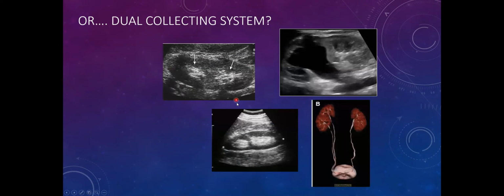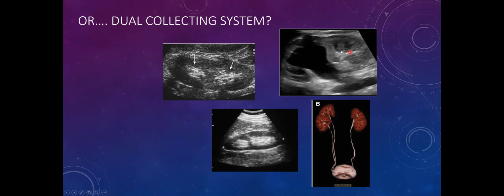So, dual collecting system. In fact, I think this might be the same picture I used for hypertrophied column of Bertin. Sometimes you'll see a hypertrophied column of Bertin and say, ooh, dual collecting system. Look there, there's an echogenic sinus here and an echogenic sinus here, and they don't meet, so therefore it's a dual collecting system. Maybe. You do have to scan all the way through, because if these connect at all, then it's probably not a dual collecting system. It's probably just a hypertrophied column of Bertin.